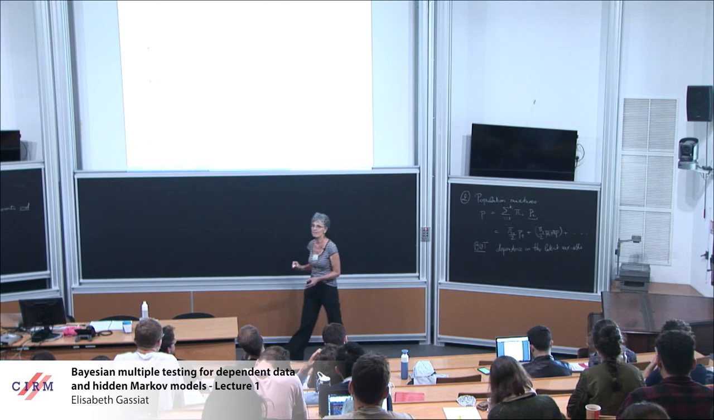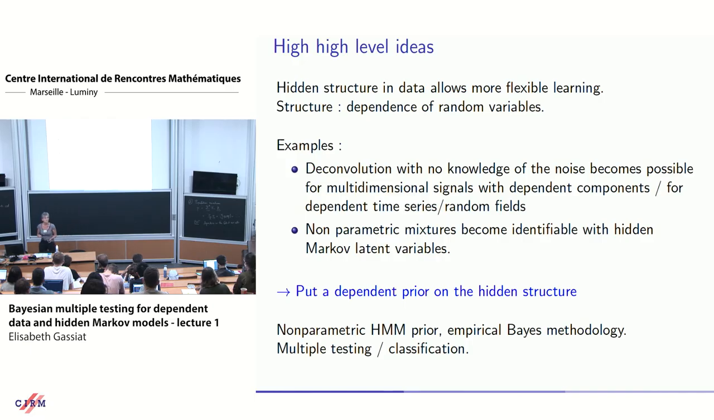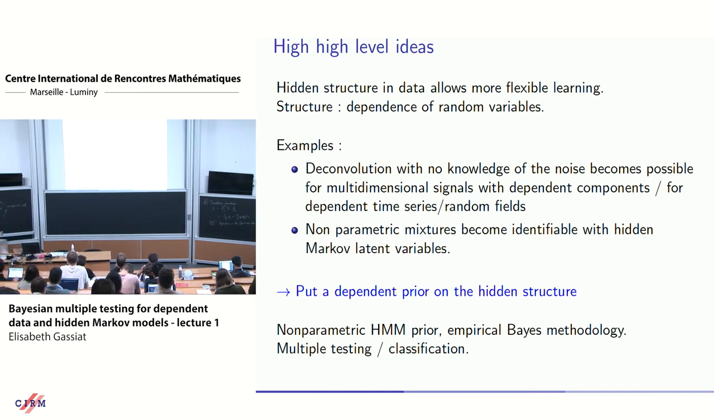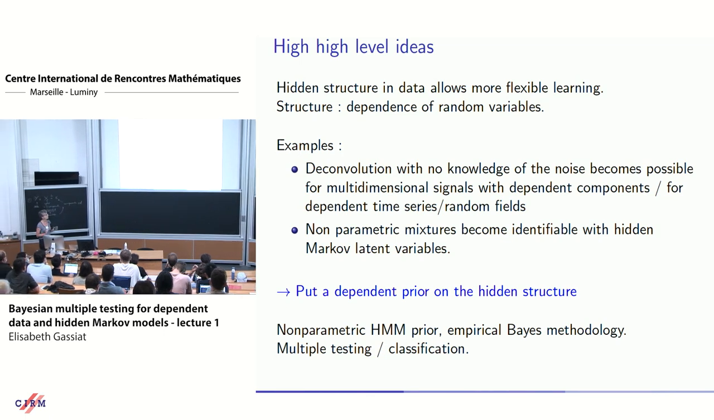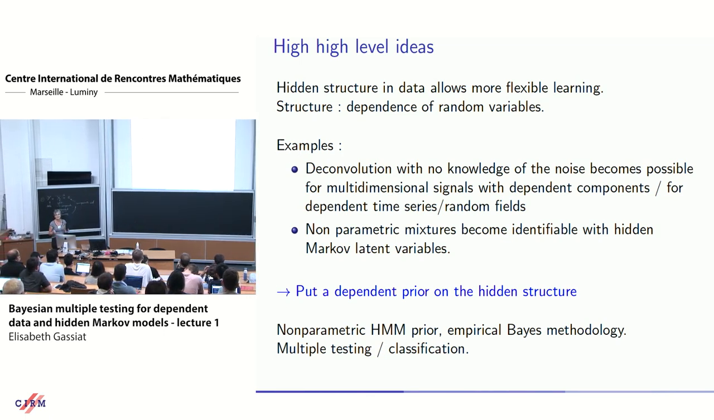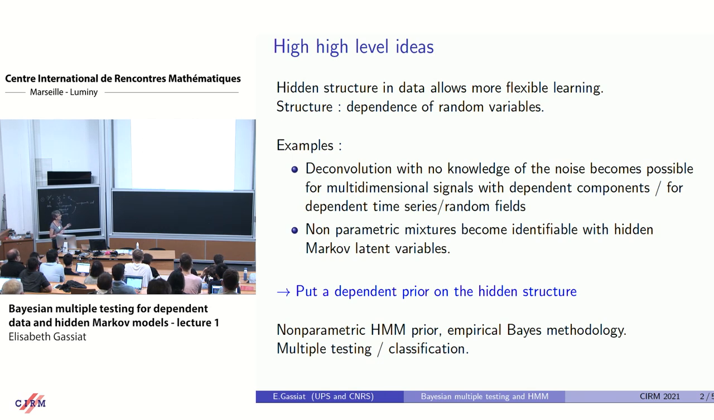So the general idea is that you can describe dependent structure in the data, in the hidden structure, by putting dependence. I will focus on two subjects about which I will talk about these recent research results. But in the meantime, it will give me the opportunity to give some general ideas about important subjects in statistics. The first subject will be multiple testing and using Bayesian methodology to do multiple testing. And the other subject will be the use of non-parametric hidden Markov model priors.